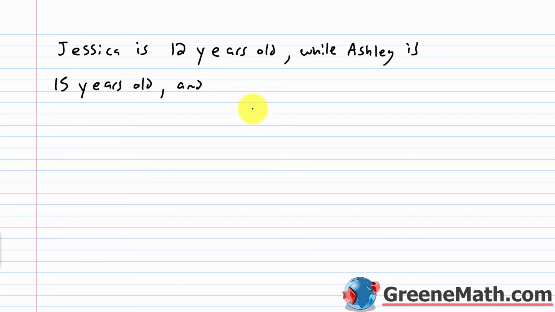And lastly, Jennifer, she's 5 years younger than Jessica, right? We represented her age with x minus 5. So x is 12, 12 minus 5 is 7. So Jennifer is 7 years old. So Jessica is 12 years old, while Ashley is 15 years old, and Jennifer is 7 years old.